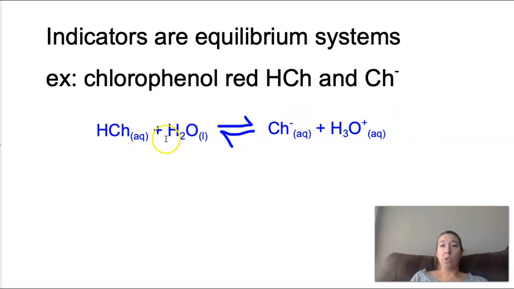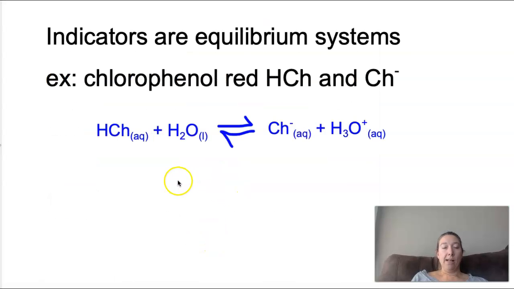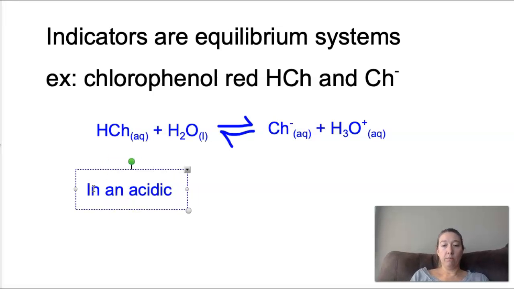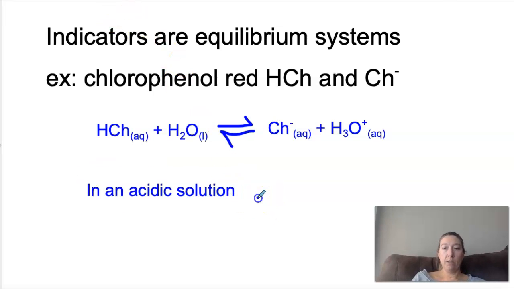So how these work. This has one color. This has a different color. If I look in my data table and I find the chlorophenol red, we have HCH and we have CH minus. We're told the color changes yellow to red. So the HCH is one of those colors. So if we think about it, we could recognize that in an acidic solution, that would mean that we would have increased the concentration of the hydronium.